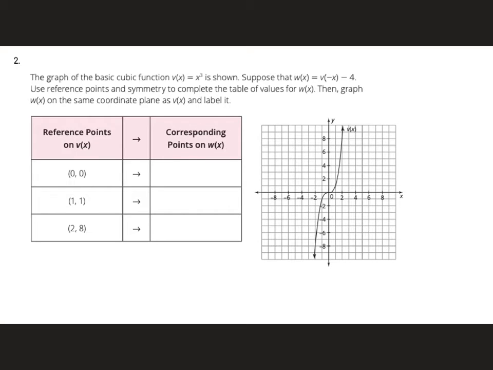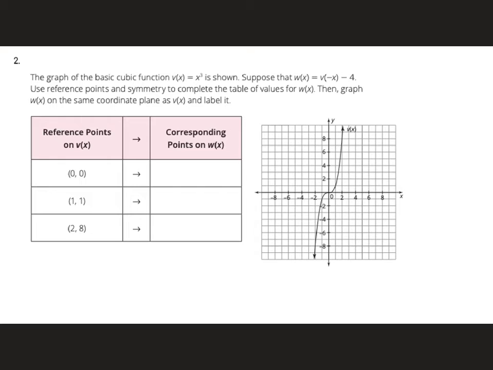And what do we have here? The graph of the basic cubic function x cubed is shown. Suppose that w of x is v of negative x minus 4. Use reference points and symmetry to complete the table of values for w of x. Then graph w of x on the same coordinate plane as v of x and label it.